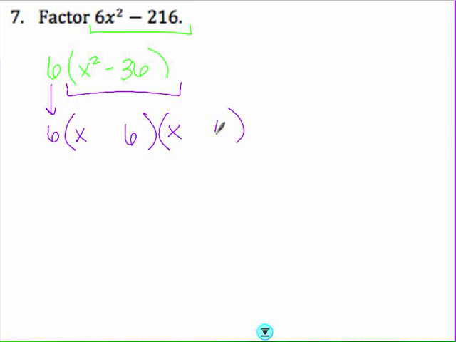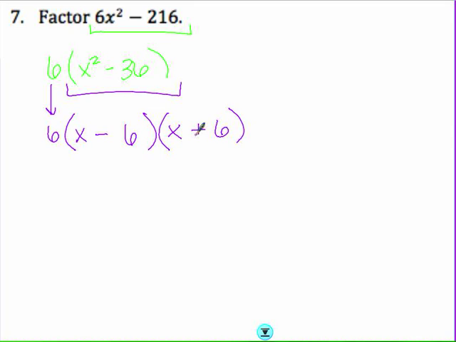Well, 6's, right? Now, since I don't have a middle term, I don't have like a 10x or a 5x or anything like that, that means that if I were to add these or multiply it out, both of those terms would cancel out. So that tells me that I'm going to have a plus sign and a minus sign in here.